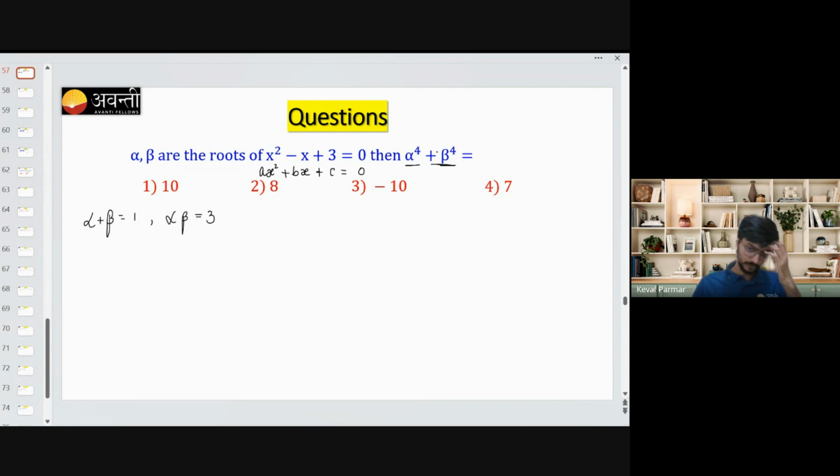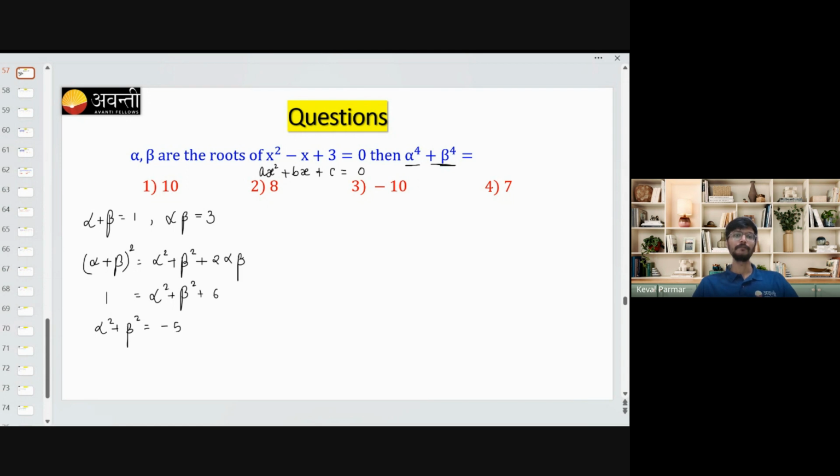So here we can get power 4 by using, first, alpha plus beta, the whole square. What is it? It is alpha square plus beta square plus 2 alpha beta. You know the values. What is alpha plus beta? It is 1. Let us substitute these values here. So we'll get 1 is equals to alpha square plus beta square plus alpha beta is 3, so 6. So from here we got alpha square plus beta square is equals to minus 5.